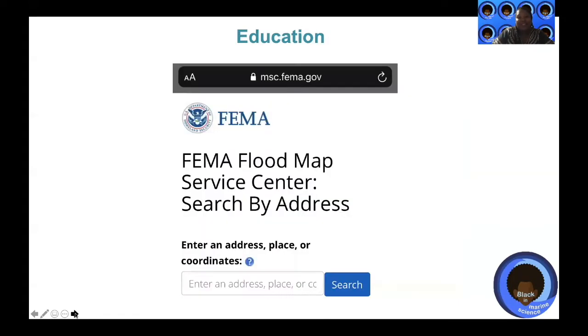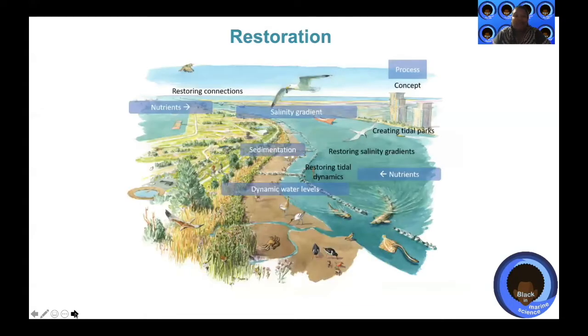So what can you do? Educate yourself, share this video, tell everyone about estuaries and their importance. And you can also go on FEMA's website and figure out if you're located in a flood zone. You can type in your address and it'll tell you where you're located and if you are going to be impacted by climate change effects. Next, restoration. Restoration is key. By understanding things that we can do to restore these estuaries and supporting scientists like me, we can make a difference.